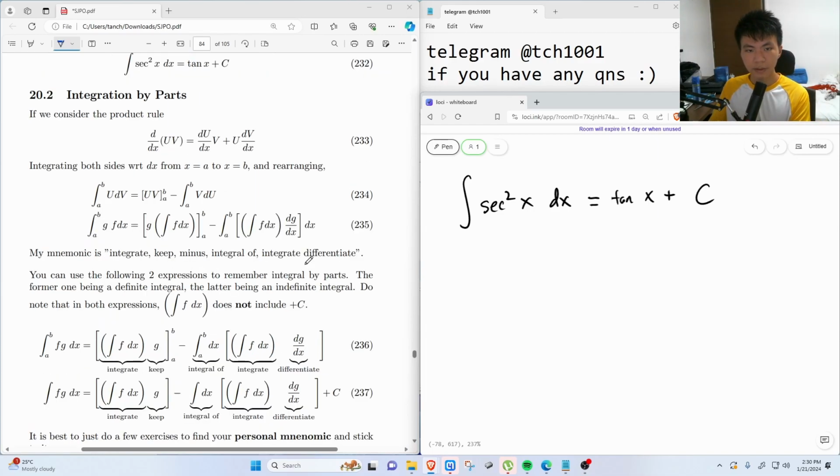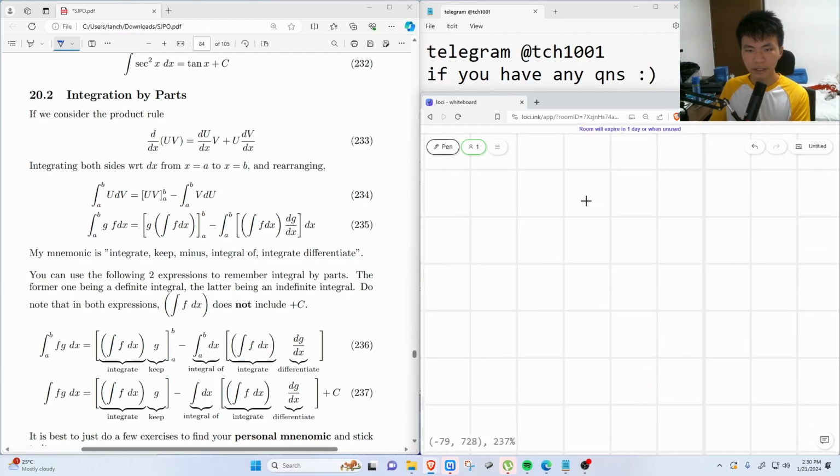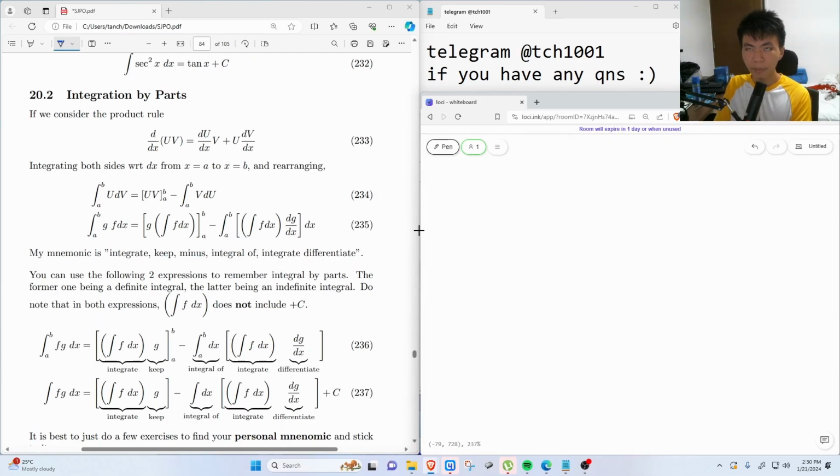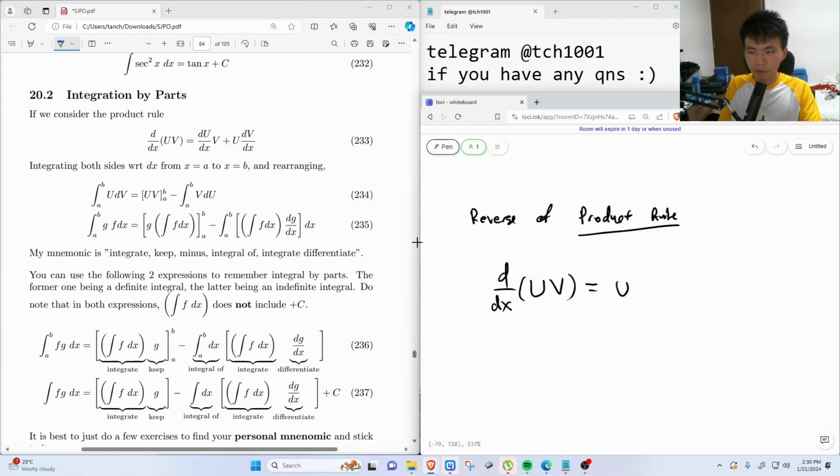So now we move on to the second integration technique, which is integration by parts. Integration by parts is essentially the reverse of the product rule. In other words, we take the product rule, which tells you that the derivative of the product of two functions u and v is equal to u prime v plus u v prime. If we integrate both sides of this expression, we'll get integration by parts.